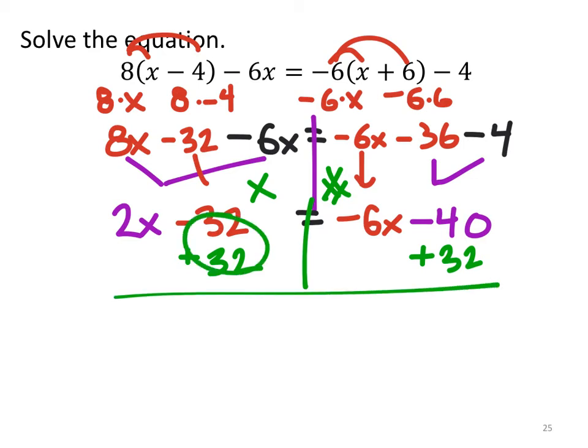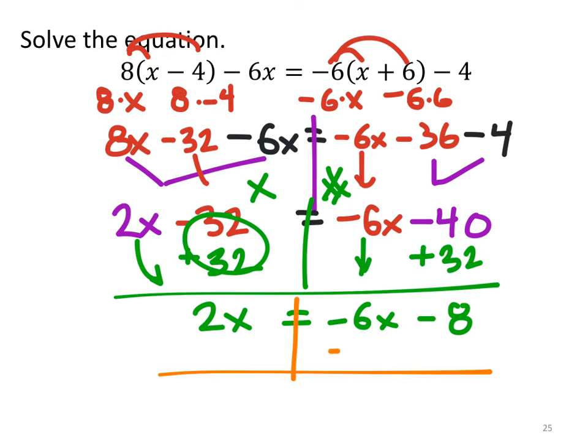So that zeroes out, and I've got the 2x there, which I can drop, 2x. And I got the negative 6x, which I can also drop. But negative 40 plus 32 is going to give me negative 8. Well, now we've got that negative 6x on the wrong side of the equal sign. Let's manipulate it into a 0 just by adding its opposite. But if I do it to one side of the equal sign, I got to do it to the other side. So that zeroes out, which is good.